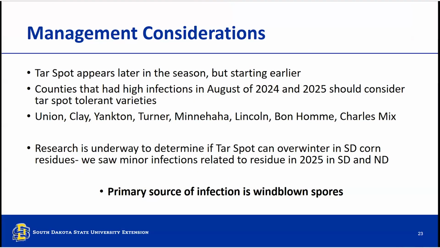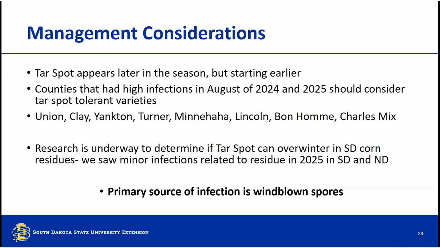When we look at tar spot, it appears later in the season, but it's been starting to show up earlier. When we first found it in 2022, we found it in October. We found it on a Tuesday and fields were harvested by Thursday, right? So we found it late. And then it's kind of moved up a little bit. We did find some in August.